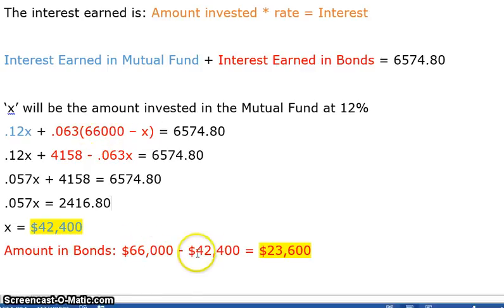So 66,000 minus what we had for the mutual fund. Here's how much goes in the bonds.